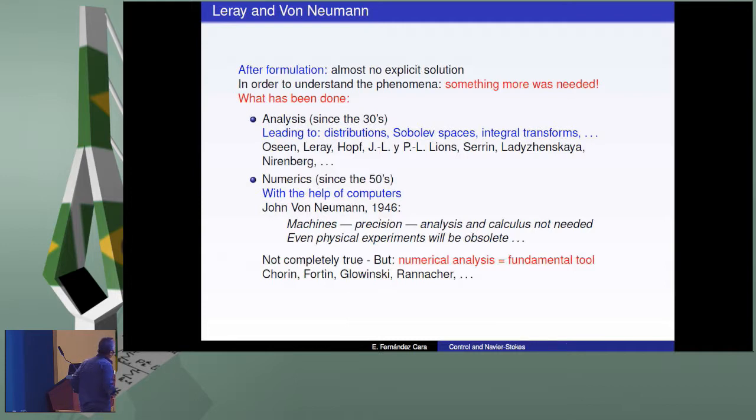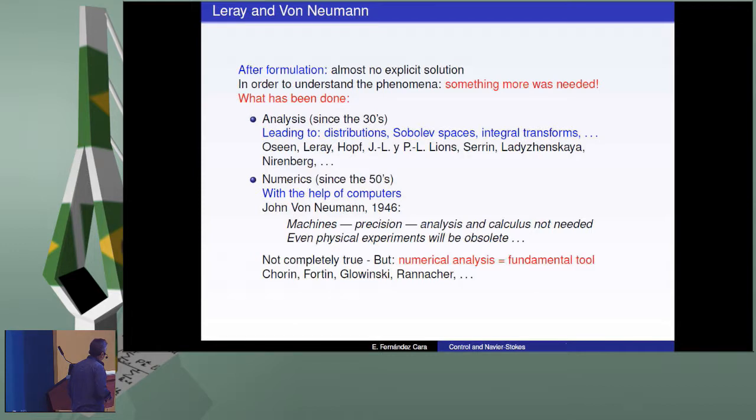So we have found the work of Oseen, Leray, Hopf, Jacques-Louis and Pierre-Louis Lions, etc., that have contributed to the good understanding of distributions, the use of Sobolev spaces, integral transforms, etc. And on the other side, initiated by von Neumann and followed by all these people, Chorin, Fortin, Glowinski, Raviart, etc., we have found a lot of numerical methods in order to get the results.